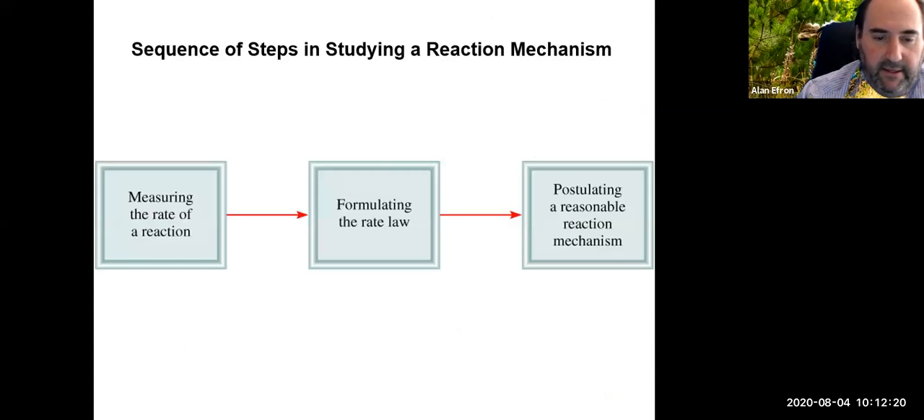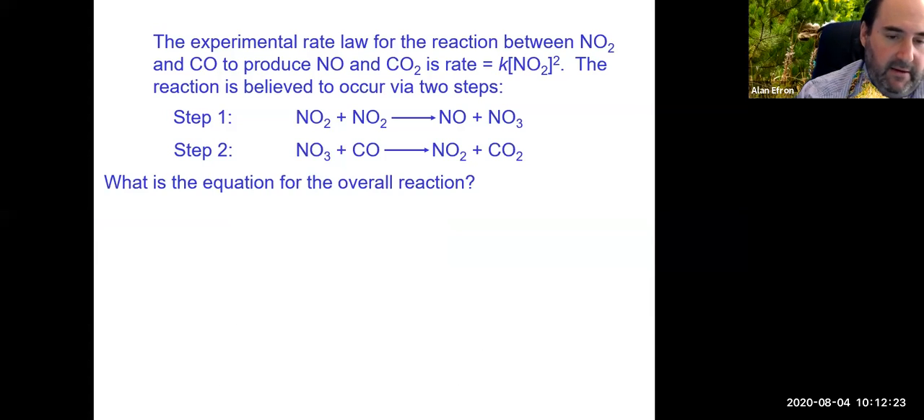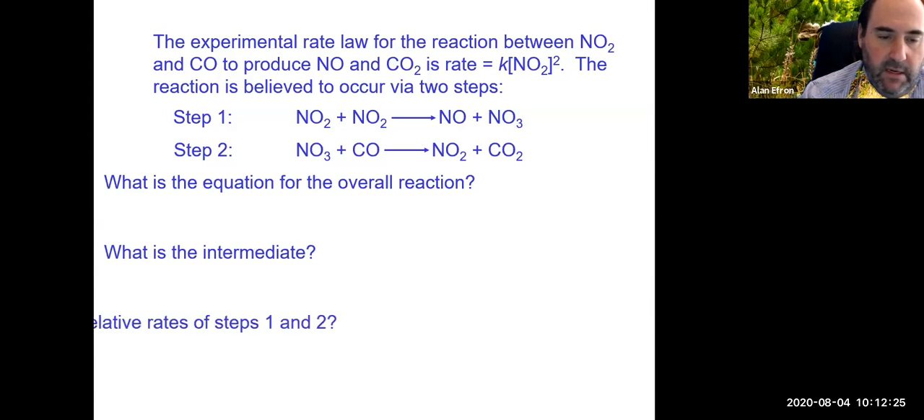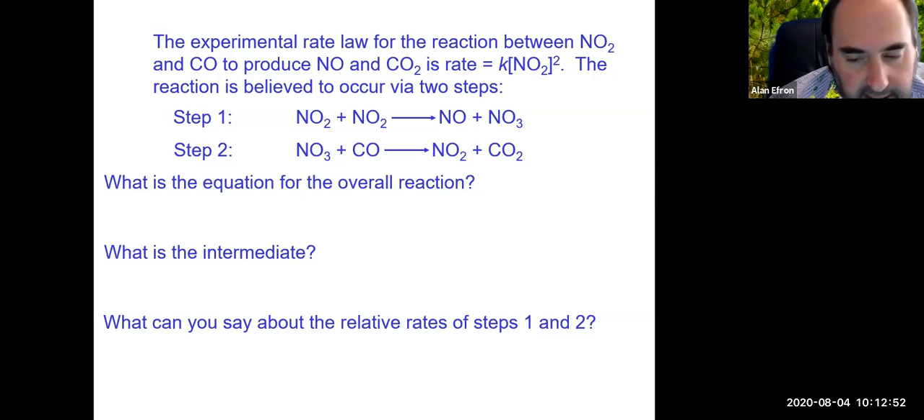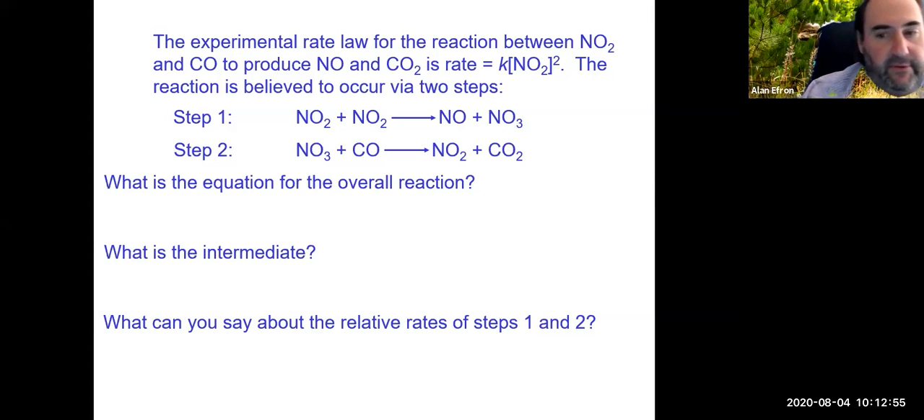All right, so let's take a look at one type of mechanism problem here, just to give you a feel for what they are. So for example here, the experimental rate law for this reaction is that the rate is equal to k times NO₂ squared. The reaction is believed to occur through these 2 steps. What is the overall reaction? What are the intermediates? And what can you say about the rates?